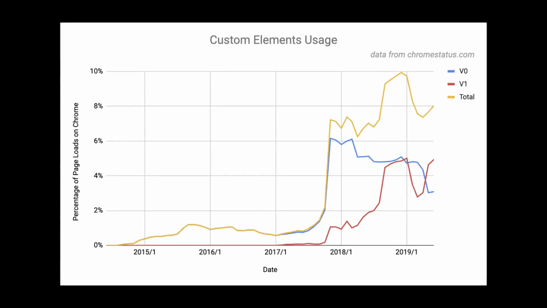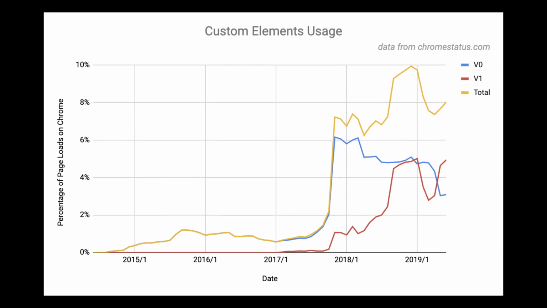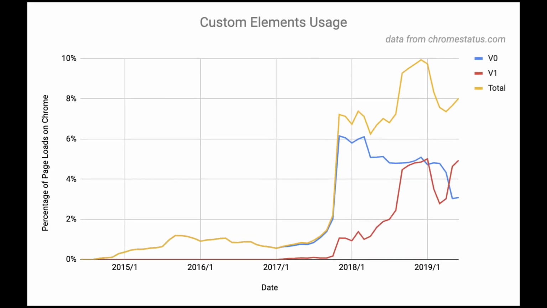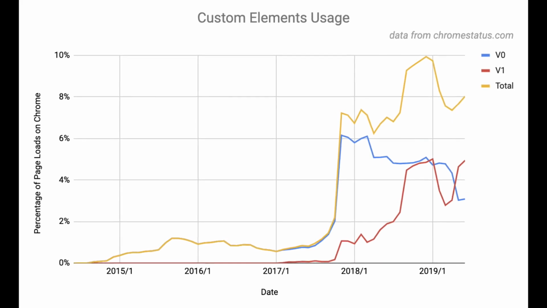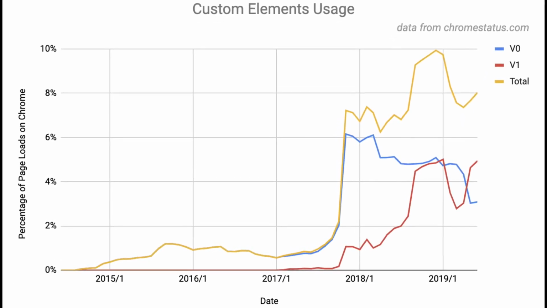According to Google, somewhere between 5 and 8% of all page loads today use one or more web components. That makes web components one of the most successful new web platform features shipped in recent times. We all know that reusing code as much as possible is a good idea.